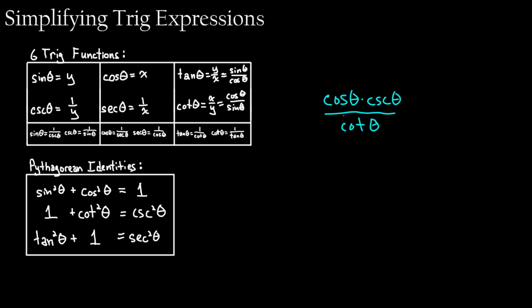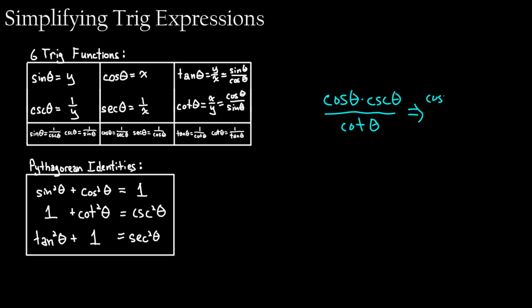Now, I don't see any squares in here, so I'm not going to be looking at the Pythagorean identities. I'm going to look at the 6 trig functions. And a really nice route to take is to rewrite all of these in terms of sine and cosine, because all of these can be rewritten in terms of sine and cosine no matter what. So let's do that. I'm not going to write an equal sign, we'll do a little arrow. It's not equal to, we're just substituting here.